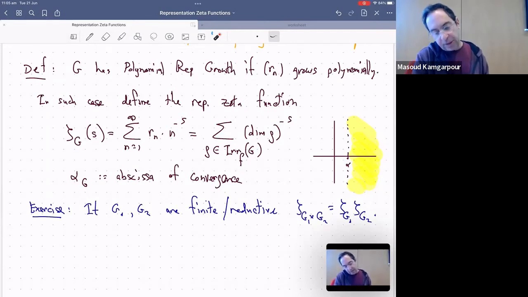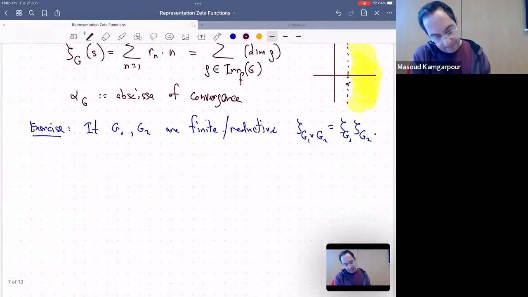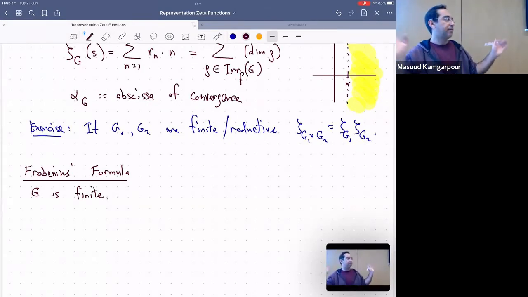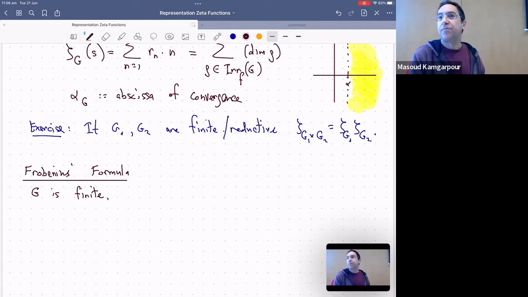Now, we will be interested in groups where this sequence is infinite. You have infinitely many R_n's, but this is already interesting for finite groups, and this is Frobenius' formula, which I want to write down already now. It says the following. Suppose now that G is finite. I have only finitely many non-trivial R_n's, because we're looking at complex representations, so there are only finitely many. And so I can still write down the zeta function. Now it converges everywhere. It's an analytic function. But now the values of this function are interesting because they have a geometric interpretation.